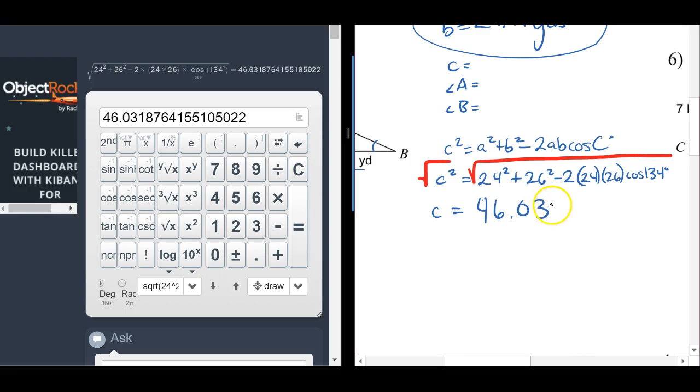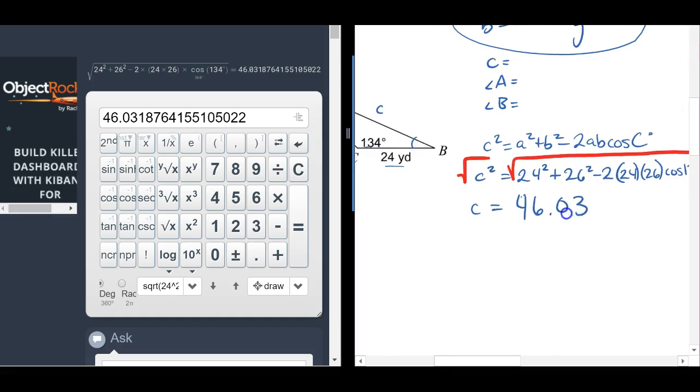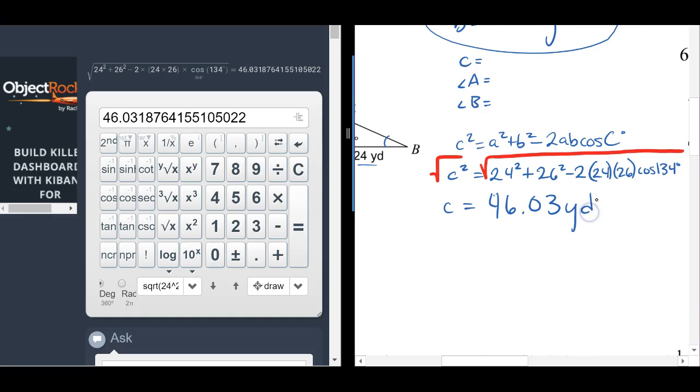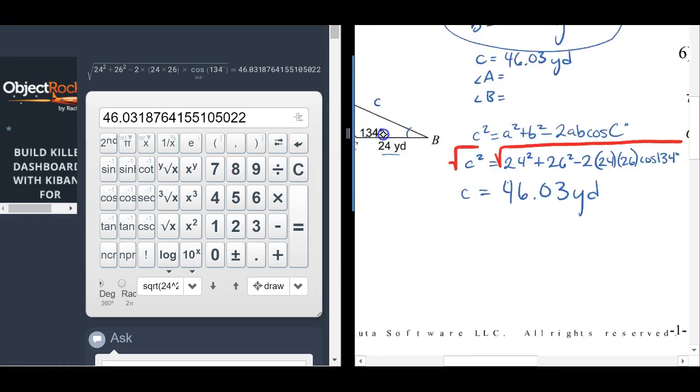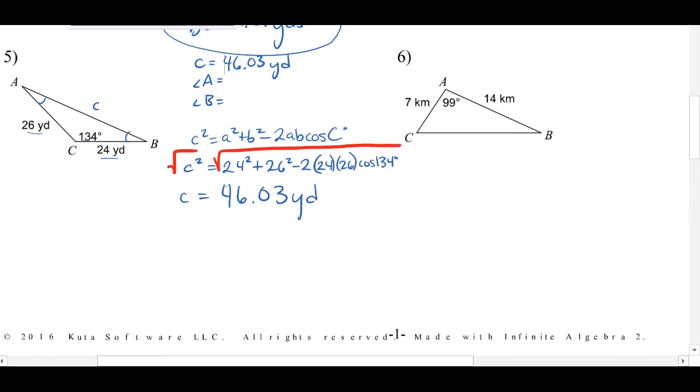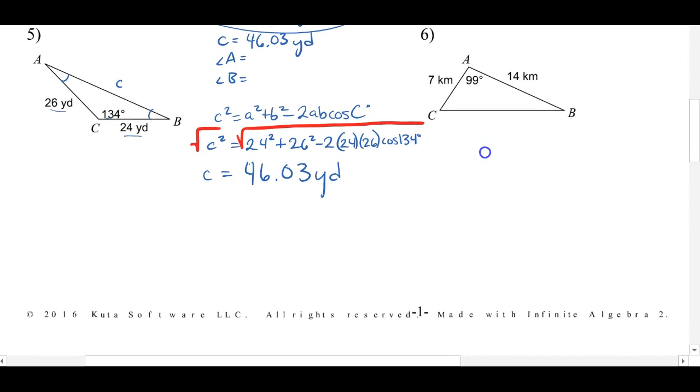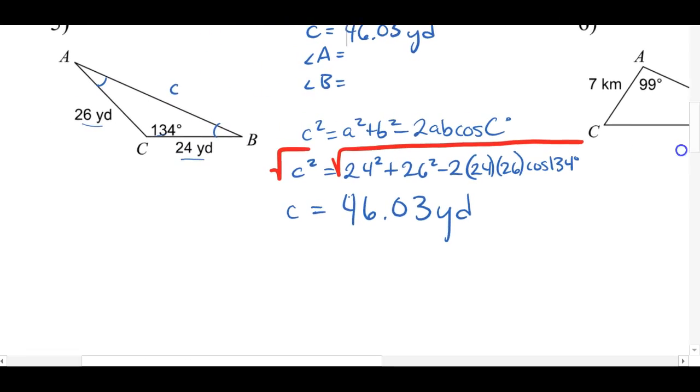And I end up with 46.03. This was measured in yards. So there's our C, 46.03. And the nice thing is, once I find one side using the law of cosines, I don't have to use the law of cosines anymore. Then I can just use law of sines, because now I have a pair. So 46.03, there's my pair now.